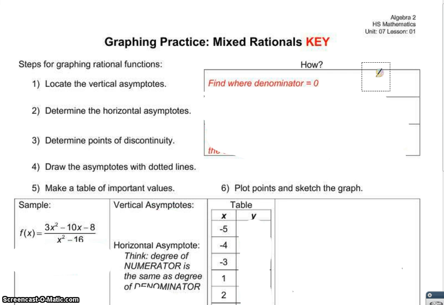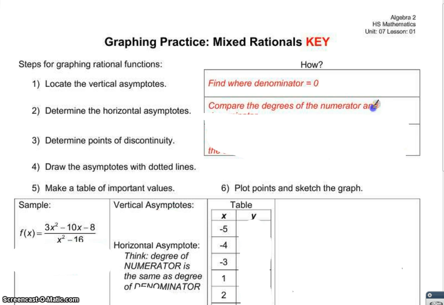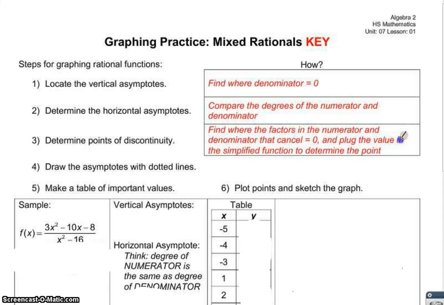Step number 2 says we're going to determine the horizontal asymptotes. Here we compare the degrees of the numerator and the denominator. Step number 3 says I'm going to determine the points of discontinuity. Remember, that was what we did in removable discontinuity. So here we're going to find where the factors in the numerator and the denominator that cancel equal 0, and we're going to plug the value into the simplified function and determine the point.